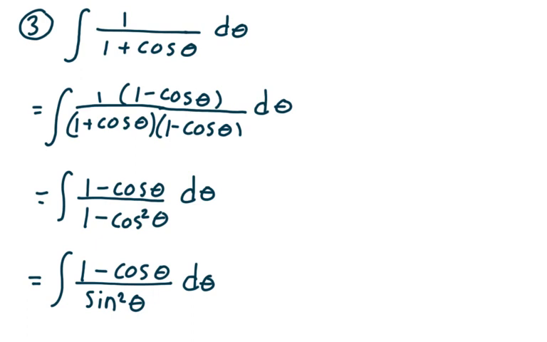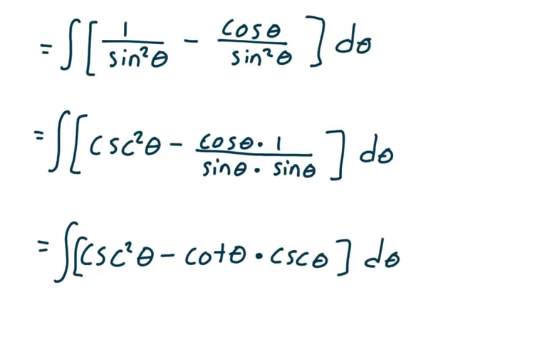So this is the integral of 1 minus cosine theta divided by 1 minus cosine squared theta d theta. And so this is the integral of 1 minus cosine theta divided by sine squared theta d theta. And now, remember, a minus b over c is a over c minus b over c. And so I'm going to split this up. And when I do, I get 1 over sine squared theta minus cosine theta over sine squared theta d theta.